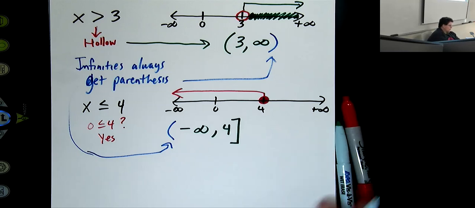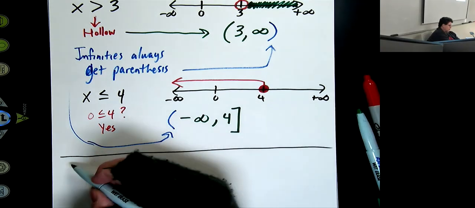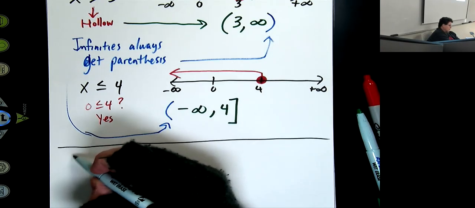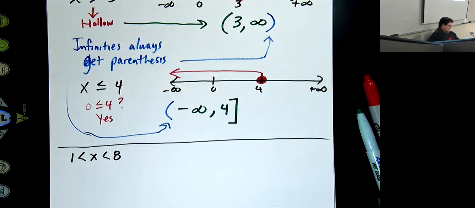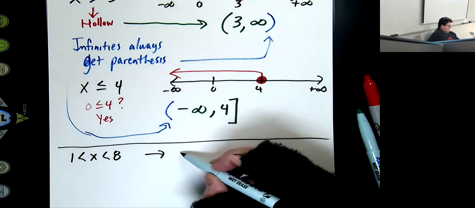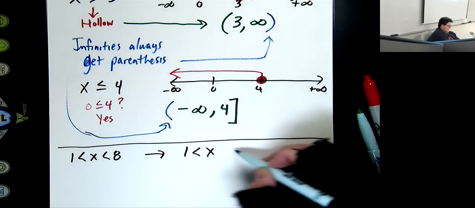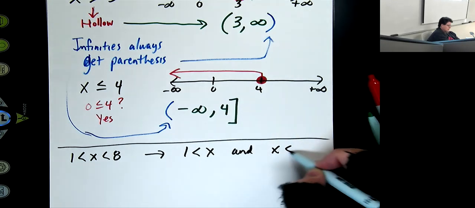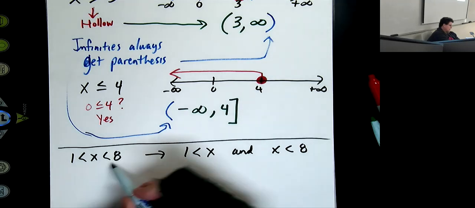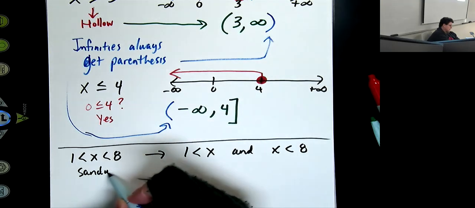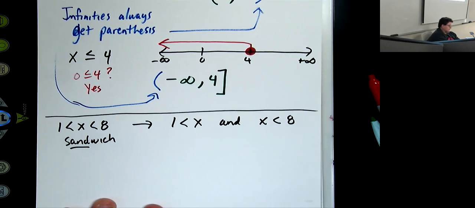The ones we were doing before, just a quick blurb on it. When we had 1 is less than x is less than 8, this is the same thing as saying 1 is less than x and x is less than 8. When you have them between, when it makes a sandwich, it has an and in it, you can replace it with an and.